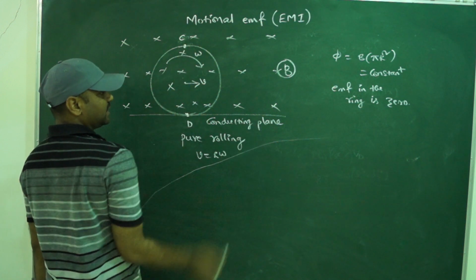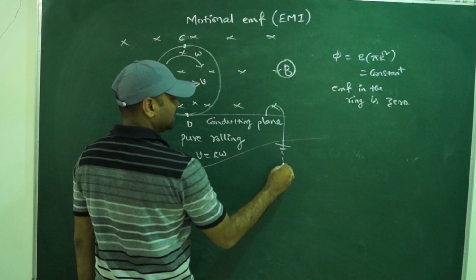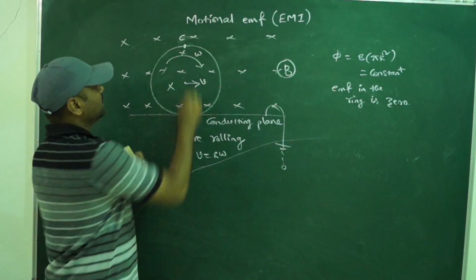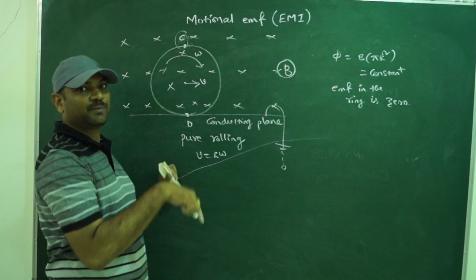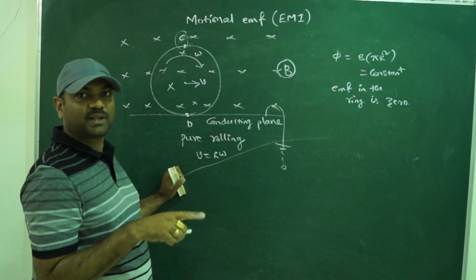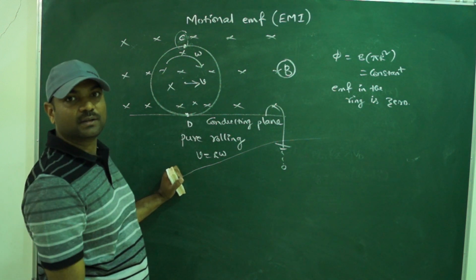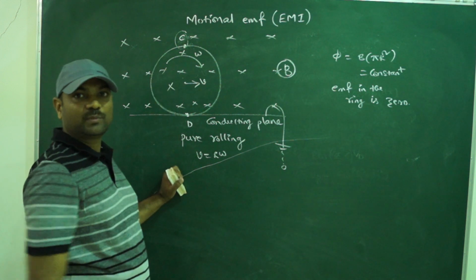Suppose that the conducting plane is grounded. Grounded means the D point potential will be 0. Now we want to identify what the potential at the C point is. Potential at the C point can be there, even though the ring is not having any current, we can still get the potentials.